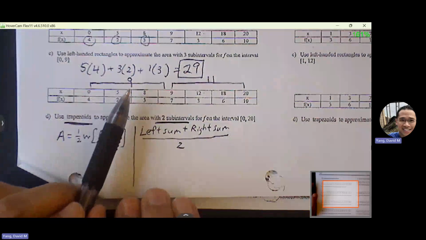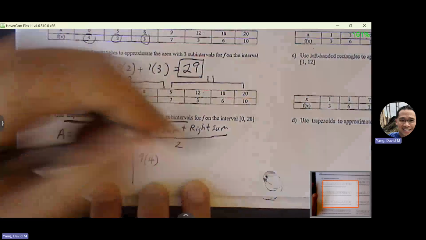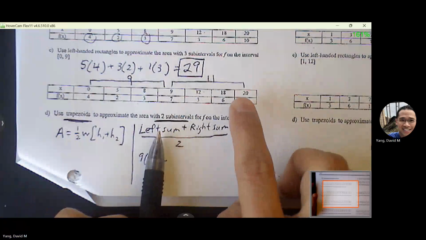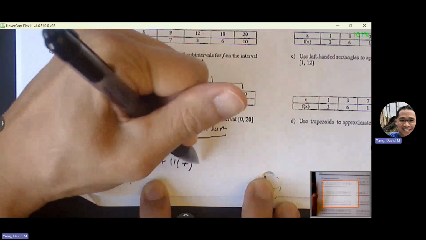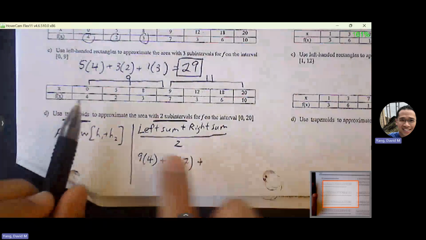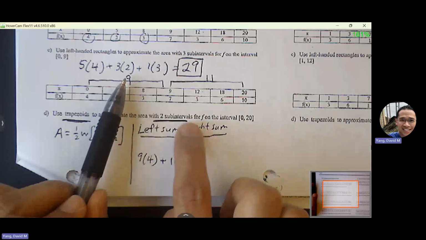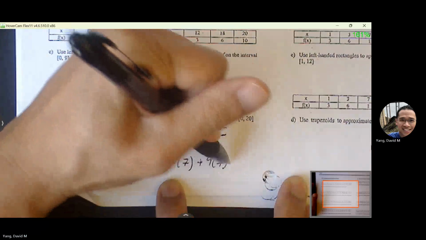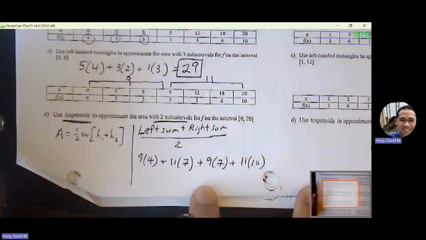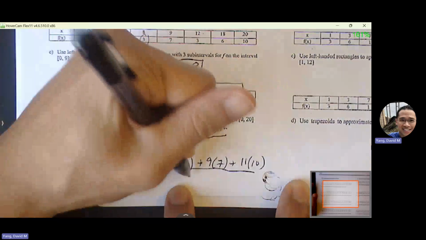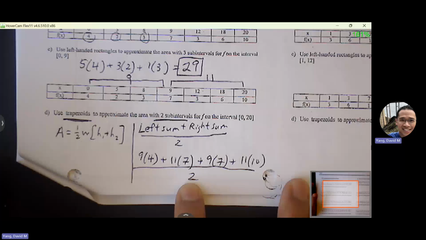Let's just pretend like we're doing left sum. So left sum would be, first rectangle will be 9 times 4. Plus, what's the second rectangle if we want to do a left sum? 11 times 7. Okay, so we're done with the left, but let's keep going. We're gonna now go back and do the right sum. So go back to the first rectangle. 9 times what? 9 times 7. And then 11 times 10. So we're adding up the left sum and the right sum, and then we're just averaging them. So divided by 2, and that will be the same thing as adding 2 trapezoids.